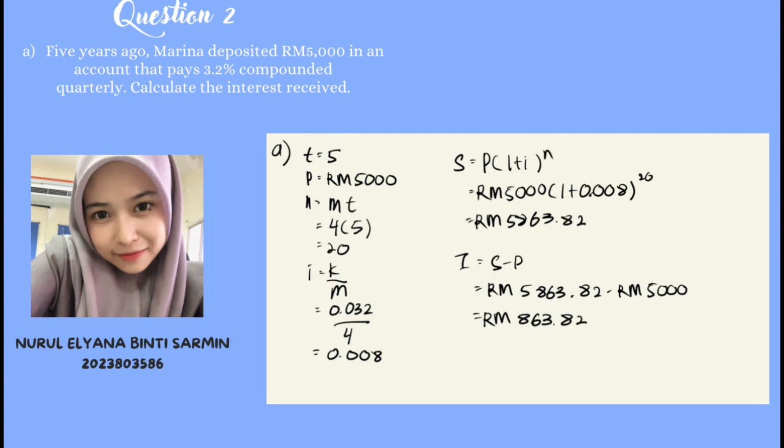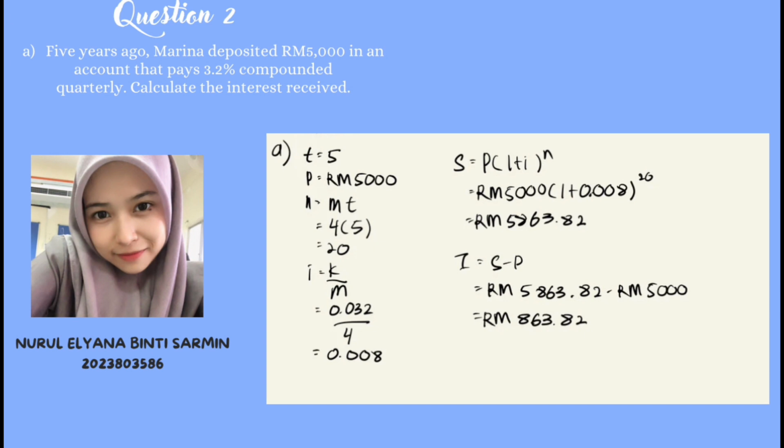Question 2A. Five years ago, Marina deposited 5,000 ringgit in an account that pays 3.2% compounded quarterly. Calculate the interest received. We use the formula S equals P(1 + i)^n. Here T equals 5, P equals 5,000 ringgit, and n equals m times T, which is 4 times 5 equals 20. i equals k over m, which is 0.032 over 4 equals 0.008. So we put that in the formula.